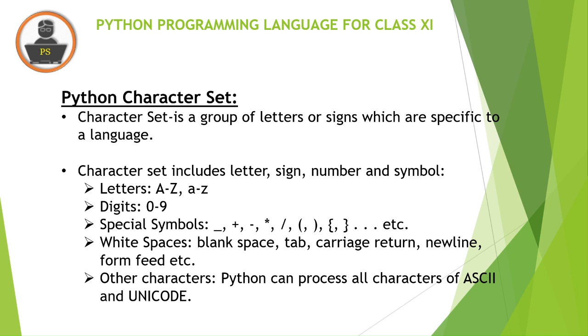White spaces: blank space, tab, carriage return, new line, form feed, etc. These come under white spaces. Other characters: Python can process all characters of ASCII and Unicode. ASCII means American Standard Code for Information Interchange. Okay, so these are the character sets which are used in Python.